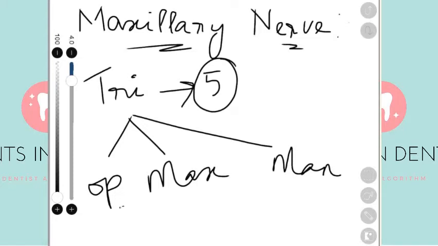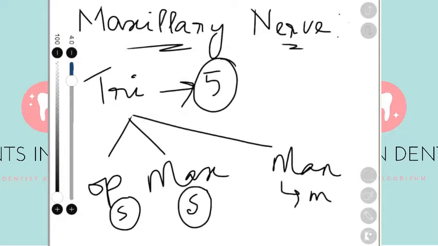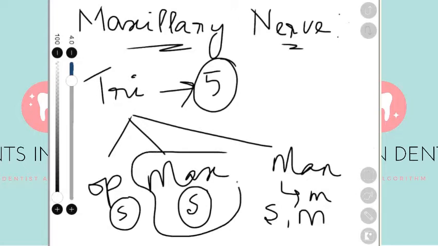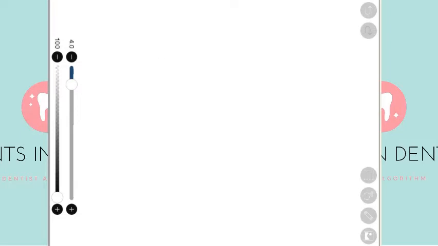The ophthalmic branch is sensory in nature. The maxillary branch is also sensory in nature, and the mandibular branch is mixed, which means it can supply both the sensory as well as the motor. In this video, we'll learn only about the maxillary nerve. So, where does this maxillary nerve come from?